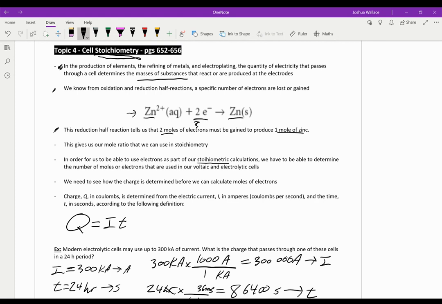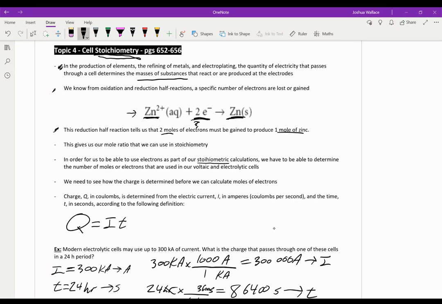In the production of elements, the refining of metals, and electroplating, the quantity of electricity that passes through a cell determines the masses of substances that react or are produced at the electrodes. We know from oxidation and reduction half reactions that a specific number of electrons are lost or gained. So we have our ion of zinc, we have our atom of zinc as a solid, and then we have this electron transfer. But how many moles of that are transferred?